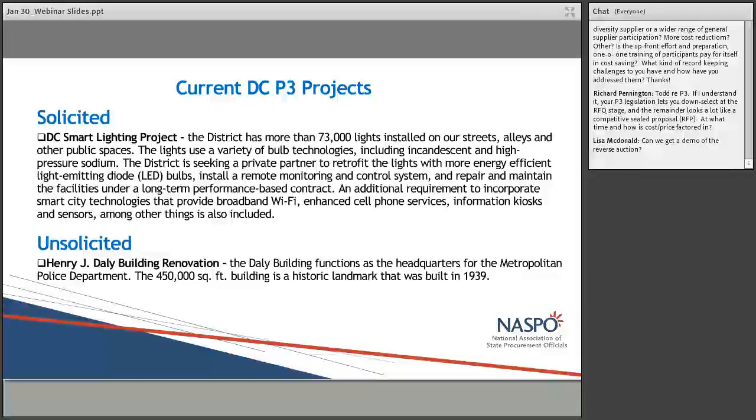And I will start with the first question that we got from Richard Pennington. It's about reverse auctions. The question is, have you tried aggregating requirements and conducting a reverse auction as a competitive procurement with another public entity?